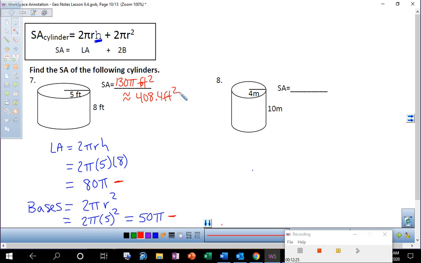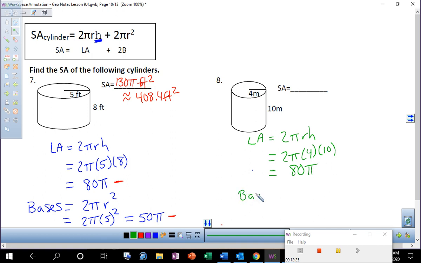Okay, same thing for number 8. They give us our radius of 4 and our height of 10. So we have everything we need. Starting off with our lateral area, 2 pi RH. R is 4, H is 10. If I multiply those and leave it in terms of pi, 2 times 4 is 8, times 10 is 80, so this one actually comes out to be 80 pi as well for the lateral area, even though the radius and height were different from number 7.